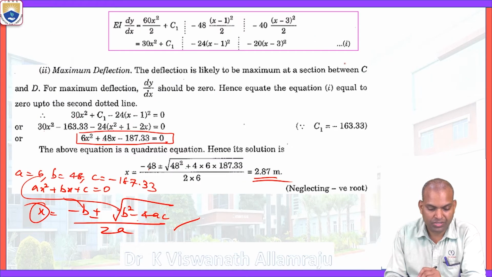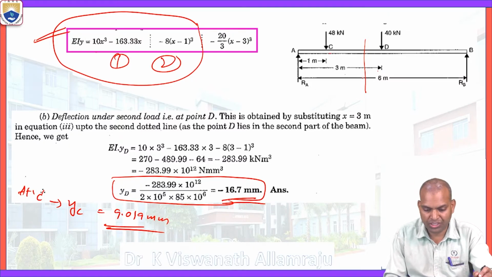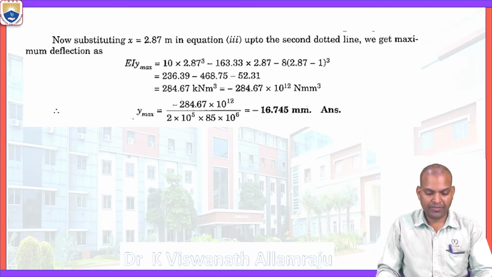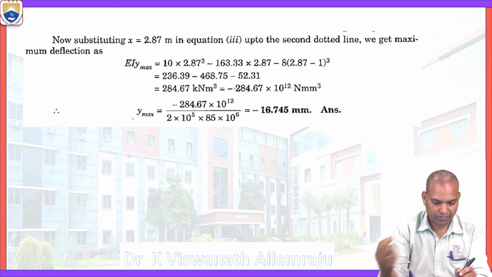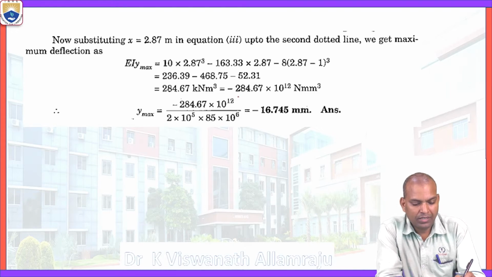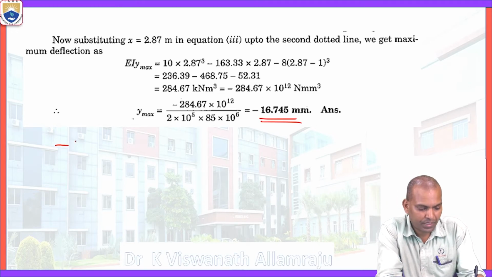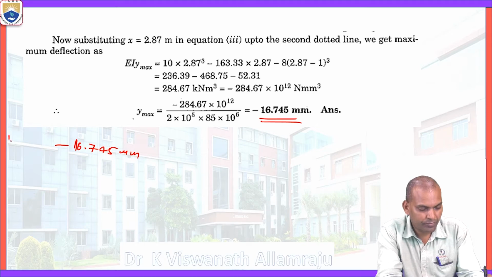2.87 meters. Okay, so we got it between C and D. How much is it? 2.87 meters. Substitute this 2.87 meters in one of the above equations, then how much will we get? The negative value, minus 16.745 millimeters. This is the Y maximum.